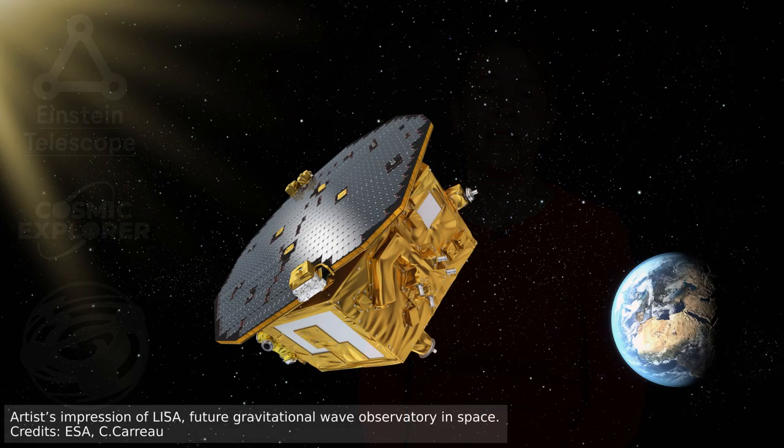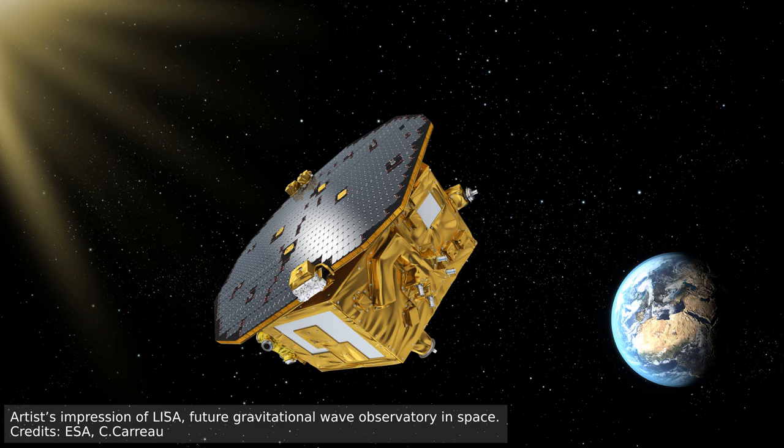Now, in the future, we will have even more precise interferometers like the Einstein telescope, the Cosmic Explorer, and then LISA that will be in space. And with these detectors, we expect to observe a million gravitational waves. So it's really a new way of observing the universe that is starting right now. But what can we learn from these gravitational waves?